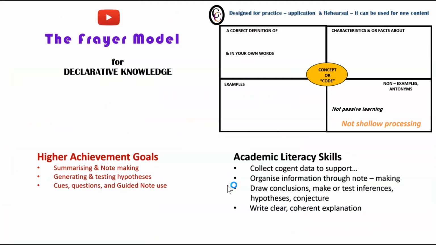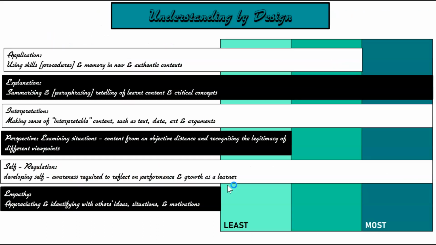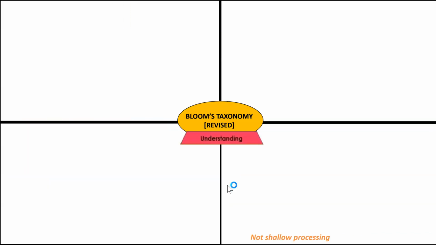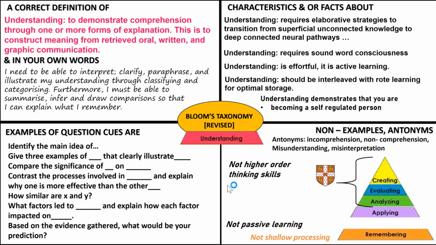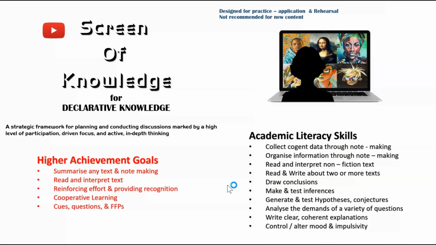Okay, the Frayer model. Guys, I don't think all of you have used this as extensively as you can. It is really an awesome strategy for declarative knowledge because it tightens up, it sharpens concepts because it's got the non-examples. These are not examples, antonyms, so on. Again, you've got your understanding and your self-regulation very high there. And there's an example.